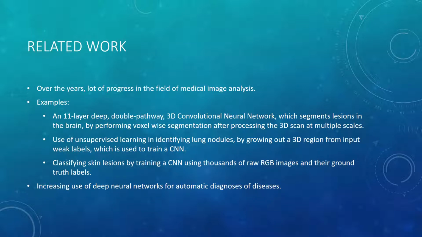So over the years, there has been a lot of related work in this field. Researchers have used deep neural networks in a lot of similar fields. For example, detecting brain lesions or detecting skin lesions, or using CNNs to actually find nodules in the lungs and classify them as cancerous or not cancerous. So, if you see over the years, there has been increased research in medical image analysis combined with the use of deep learning methods.